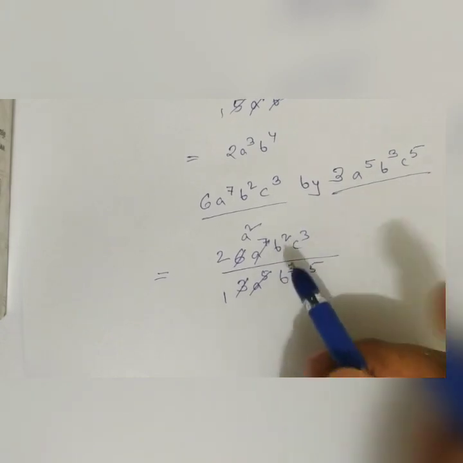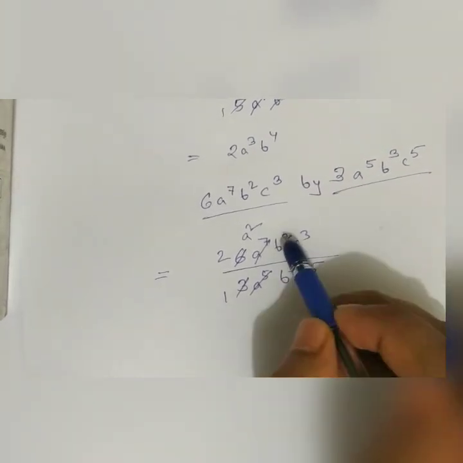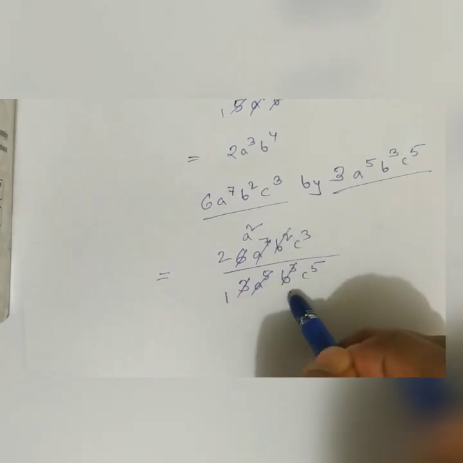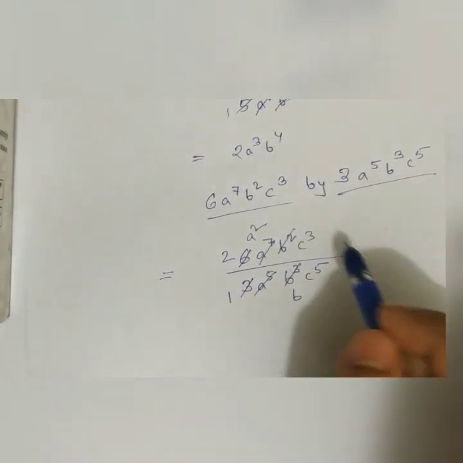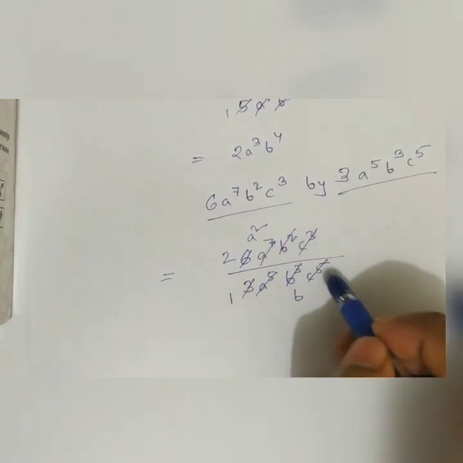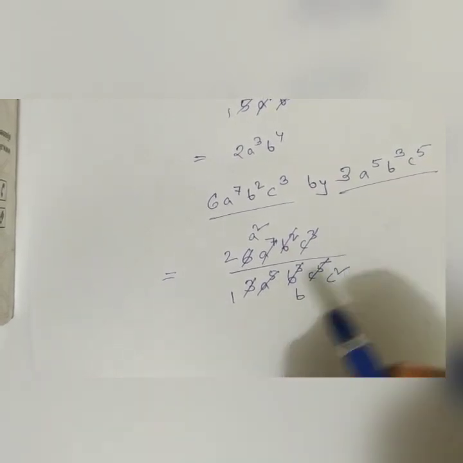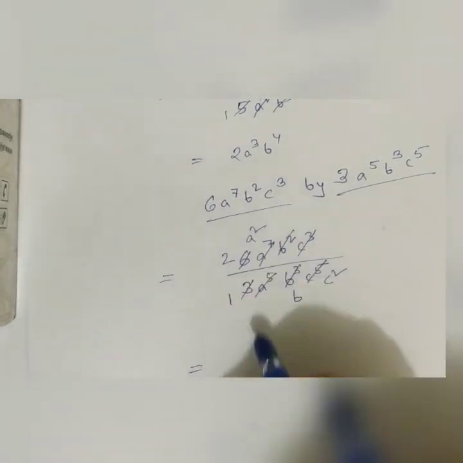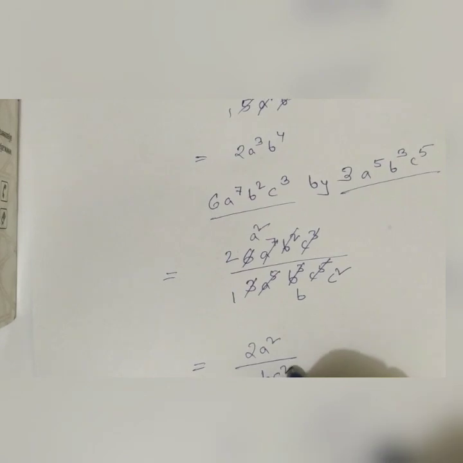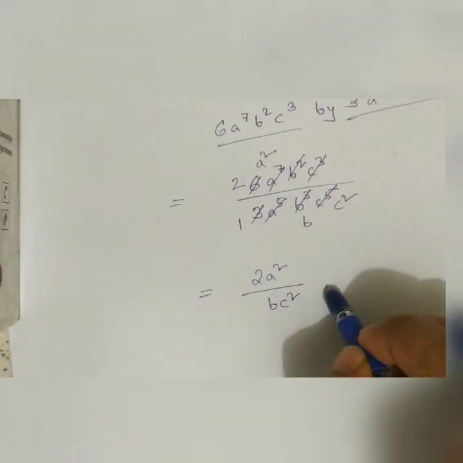So what's the difference? 1. But where will I write b? Over here, since the power of b is greater over here. So b square, b cube, I'll write b over here. And similarly c cube, c to the power 5, we cancel out, write c square over here. So what will be the answer? 2a square divided by bc square. So this is my answer.